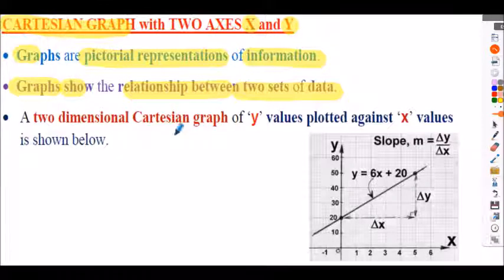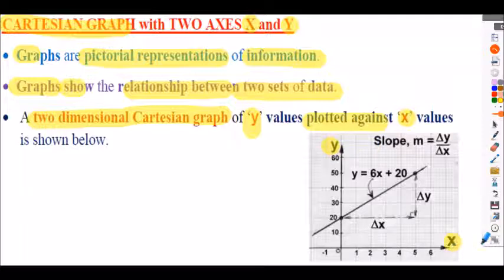In our two-dimensional Cartesian graph, we often say that y values are being plotted against the x values, as shown in the illustration below. The y variable is being plotted against the x variable. In this particular case, this is the line plotted of y against x.